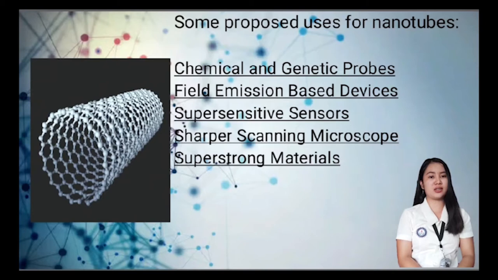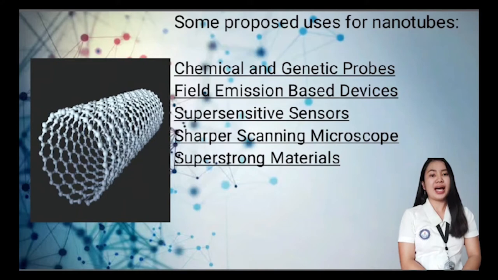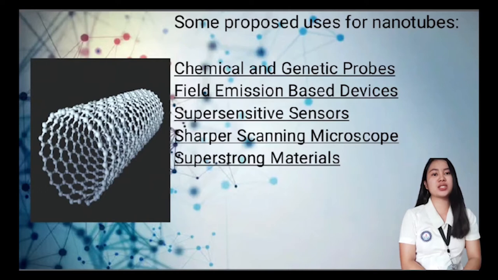Next is a sharper scanning microscope. Attached to the tip of a scanning probe microscope, nanotubes can boost the instrument's lateral resolution by a factor of 10 or more, allowing clearer views of proteins and other large molecules.